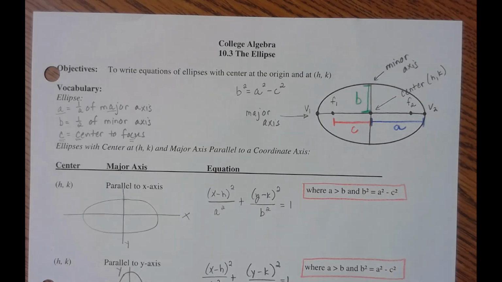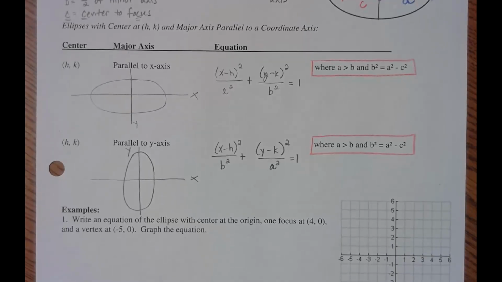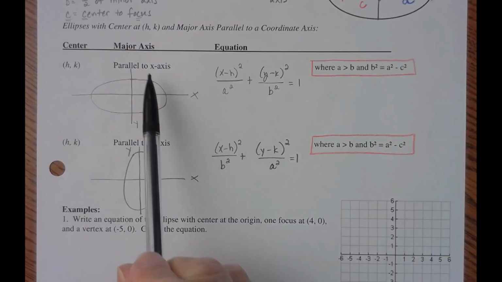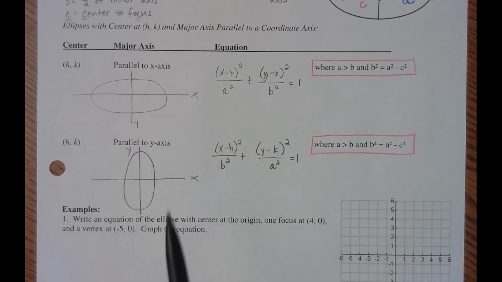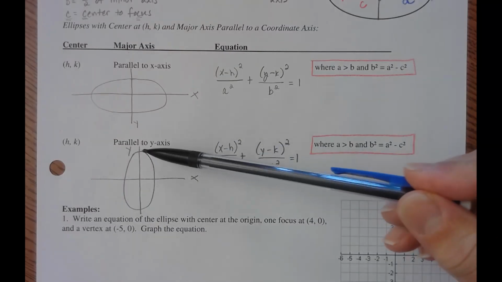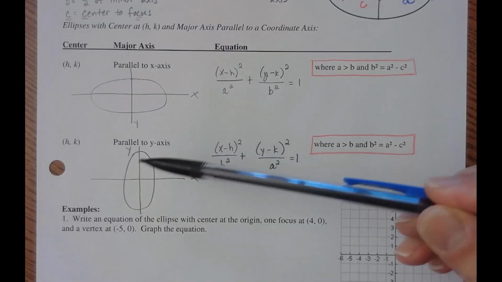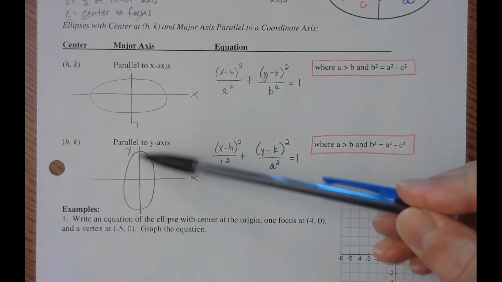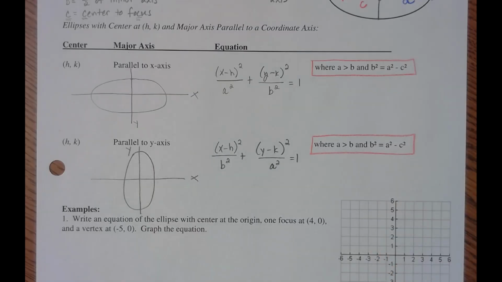So there's two different versions of the equation for an ellipse, and it depends on if the ellipse is oriented horizontally, also known as parallel to the x-axis. It won't always have a center at 0, 0. And the other way an ellipse is oriented is vertically. So in other words, the major axis of the ellipse would be parallel to the y-axis. In this case, the y-axis is the major axis of this ellipse.